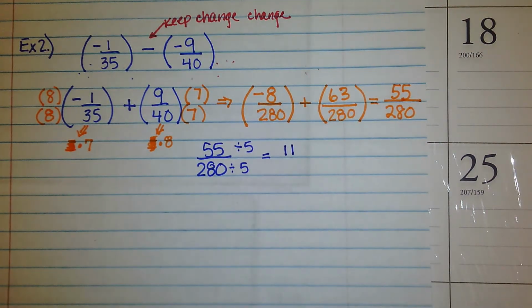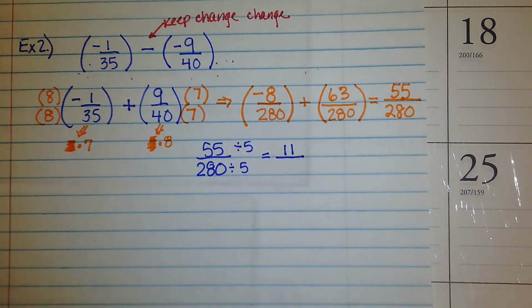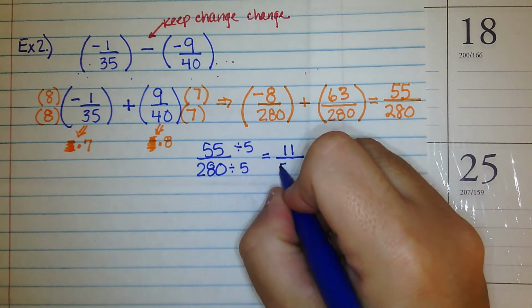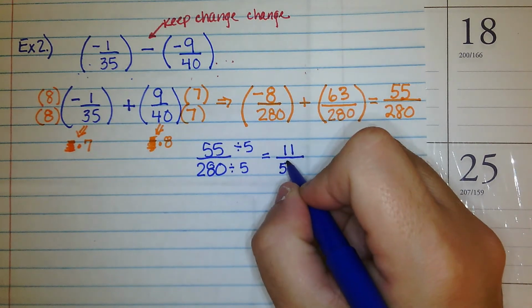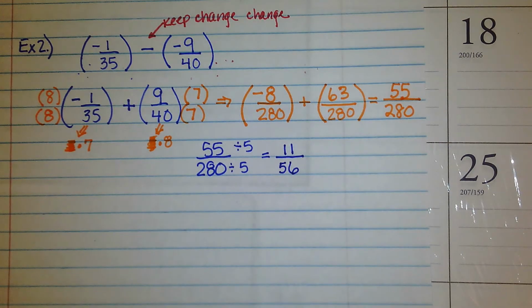And I need to do 280 divided by 5. So 280 divided by 5 is 56. And there we go.